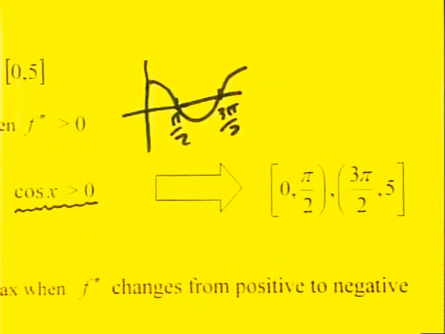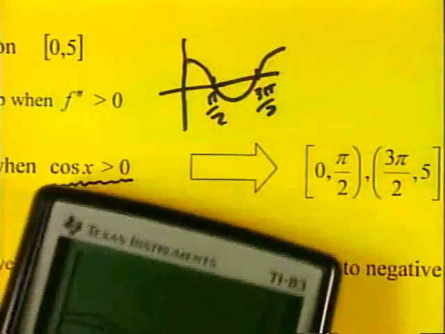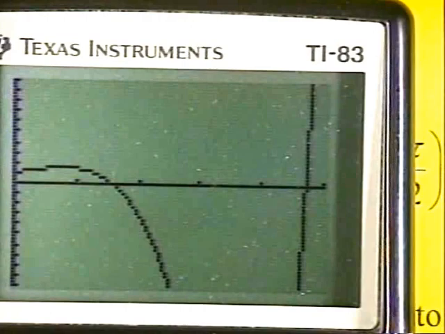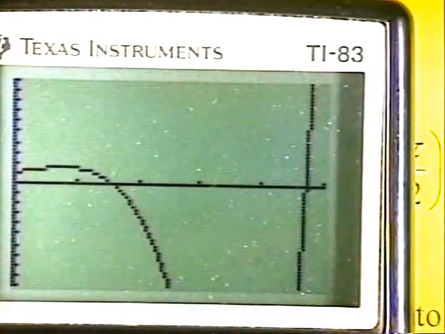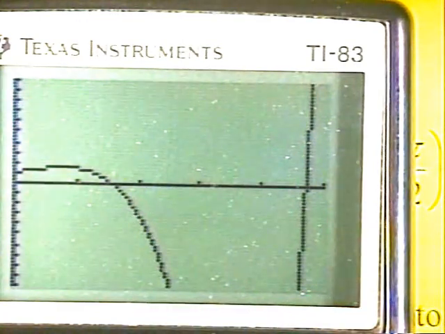You can write down for the answer, f prime has a relative maximum when f double prime changes from positive to negative. F prime is a relative maximum, and you saw the graph a few minutes ago. When does it change from positive to negative? Right there. You see that? So the key is to be able to understand what the question is and then use a calculator.